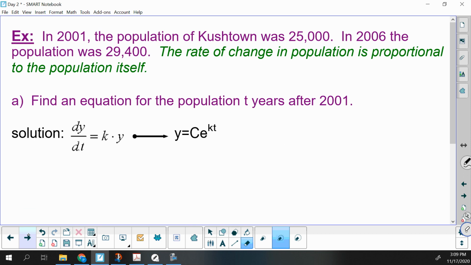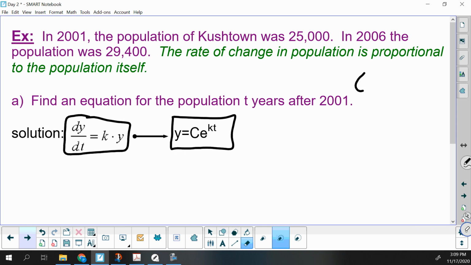So if we go down to the bottom, we've got in 2001, the population of Kushtown was 25,000. 2006, it was 29,400. And then we've got that key phrase there in green. The rate of change is proportional to the population itself. So that means our differential equation solution must look like that. And we just saw that that means our actual function should be exponential. Now we just have t here instead of x, but same idea. So c times e to the kt.